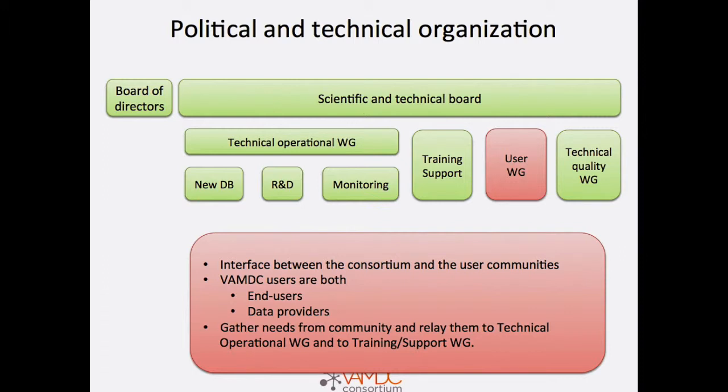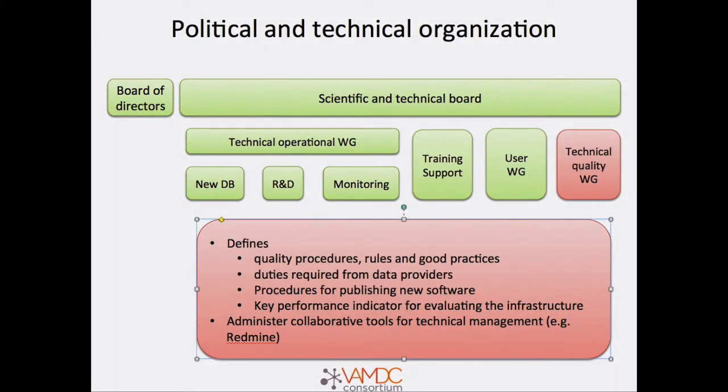The technical and quality working group defines the quality procedures, rules, and good practices, the duties required from data providers, the set of procedures for publishing new software, and the key performance indicators for evaluating the infrastructure. Moreover, it administers collaborative tools for technical management, for example Redmine.